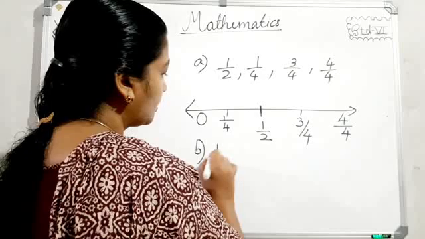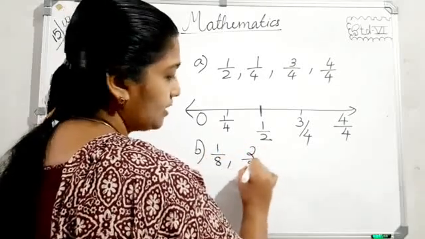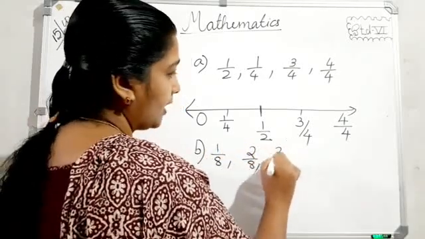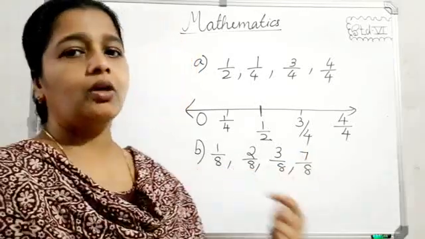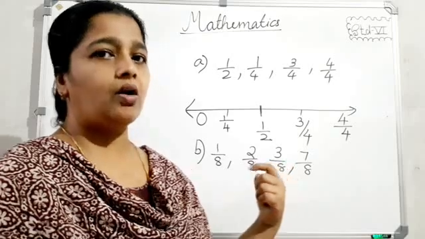1 by 8, 2 by 8. Next 3 by 8, and 7 by 8. So you can close the textbook. I will explain after all the questions.